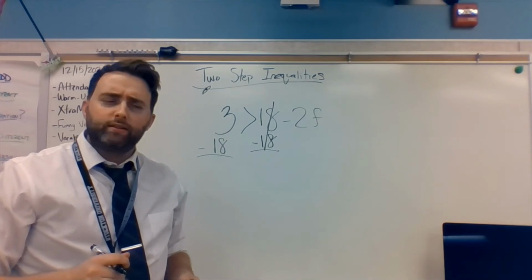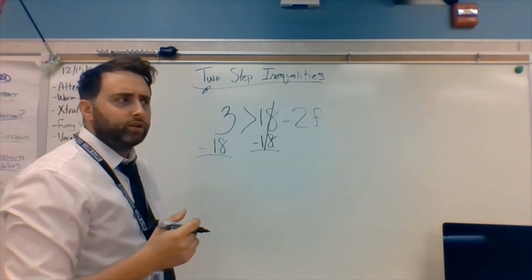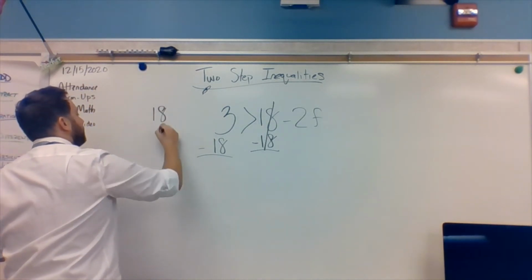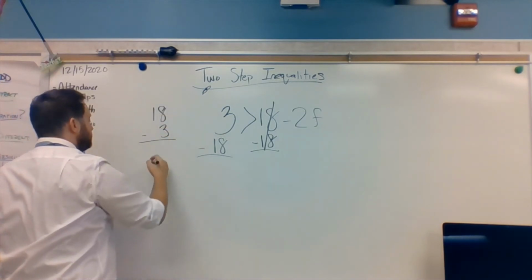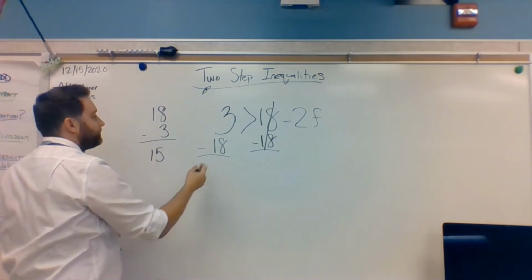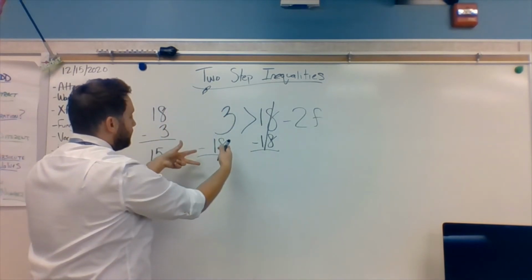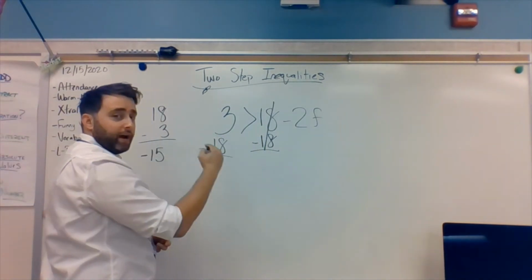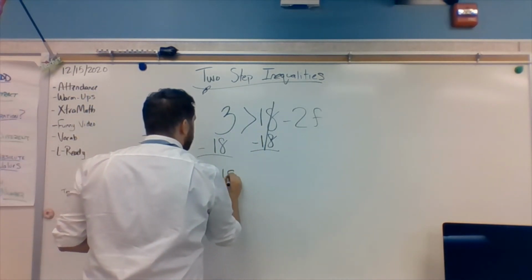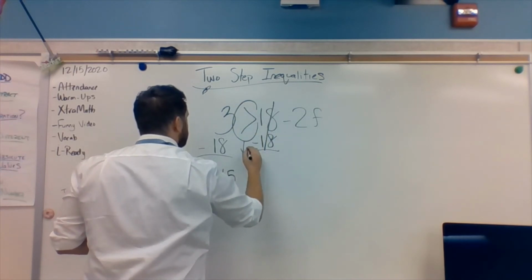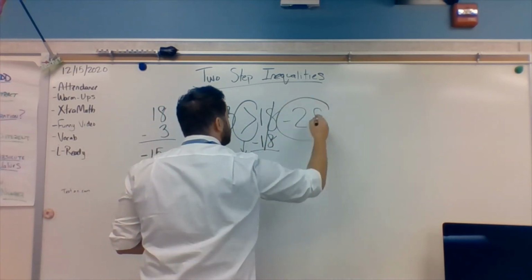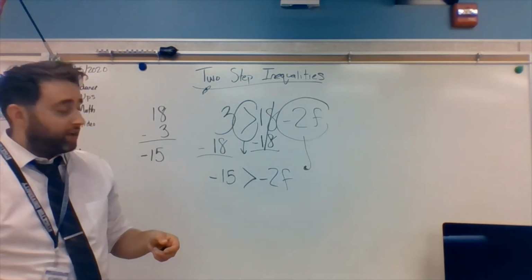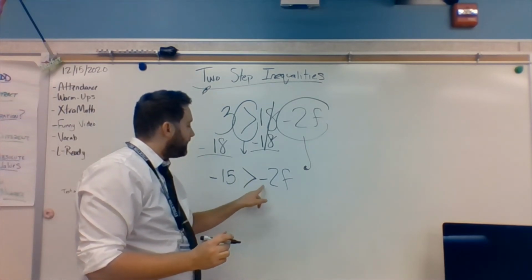3 minus 18. Ooh, that could be hard, couldn't it? Well, let's do some of those beginning tricks we learned. Let's take the absolute value of both. Subtract it. I get 15. Now, from my original answer, the bigger number was negative, so the answer is going to be negative. 3 minus 18 is negative 15. Bring down my sign. Bring down what I didn't use yet, which is negative 2f. I've got negative 15 is greater than negative 2f.